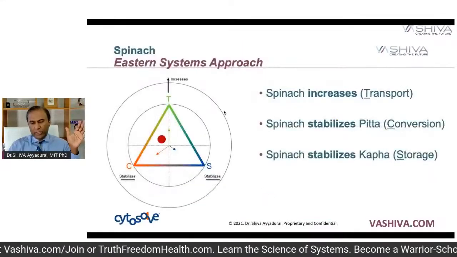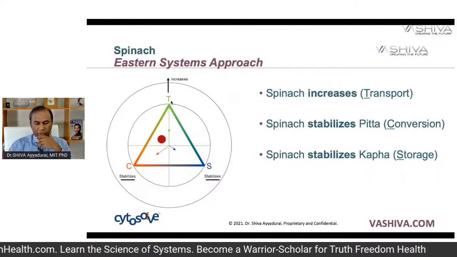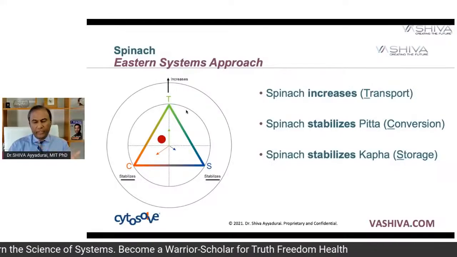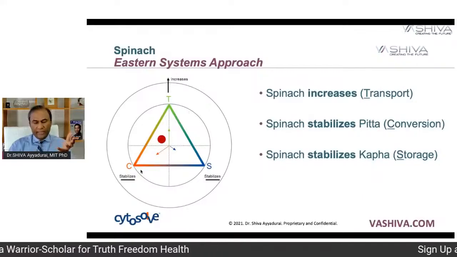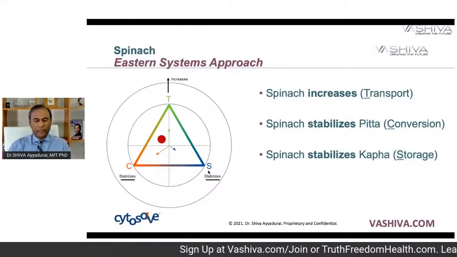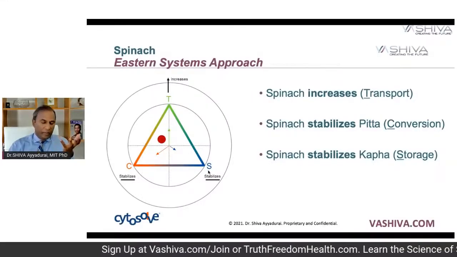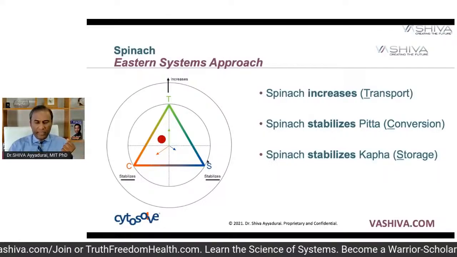But using that approach, we can look at spinach. What you notice is spinach actually increases transport, the motility functions in your body. It stabilizes digestive function. It stabilizes kapha, which is the storage function, which means it obviously helps the storage of fat, for example. So that's the Eastern approach.